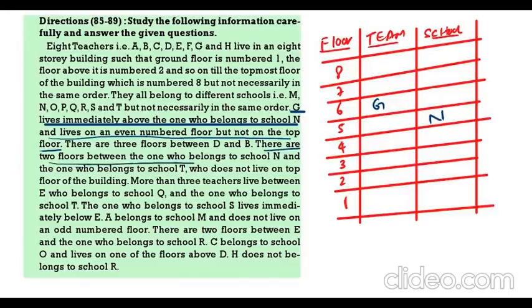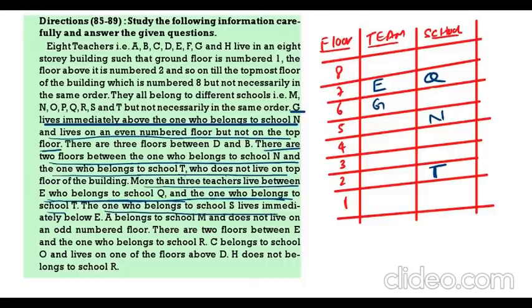There are 2 floors between N and the one who belongs to school T, who does not live on the top floor. That means T is not on the top floor, so T will come here. Then more than 3 persons live between E, who belongs to Q, and the one who belongs to T. More than 3 means you can take 4: 1, 2, 3, 4. Here, on the 7th floor, I can write E. E belongs to Q.